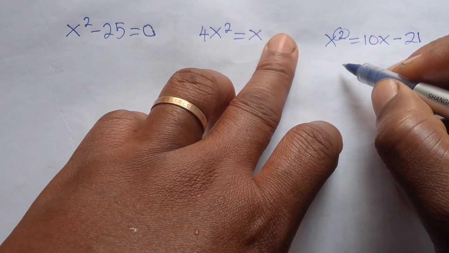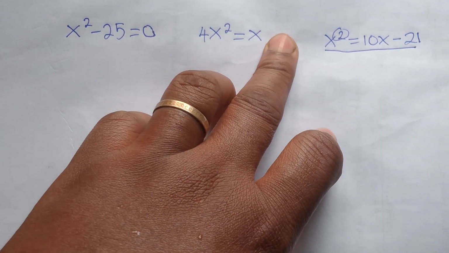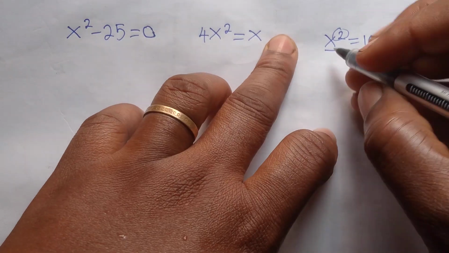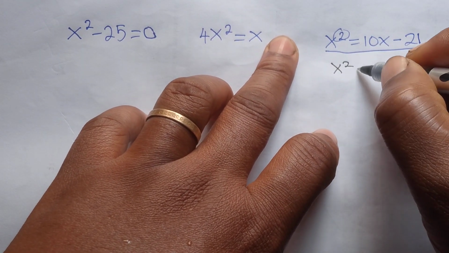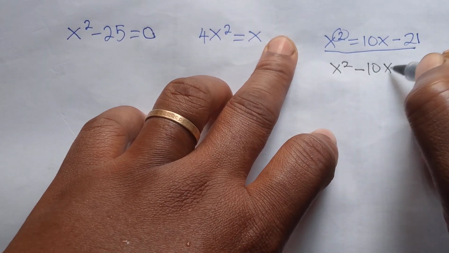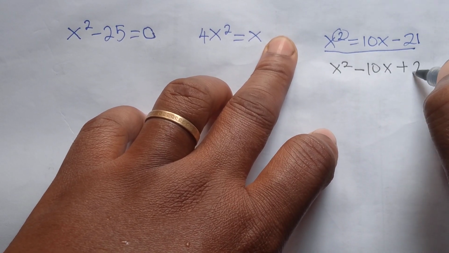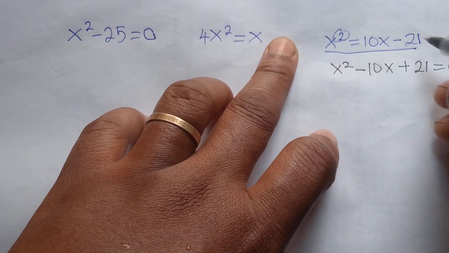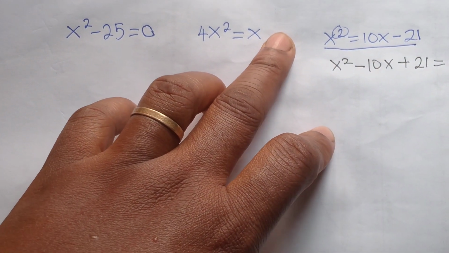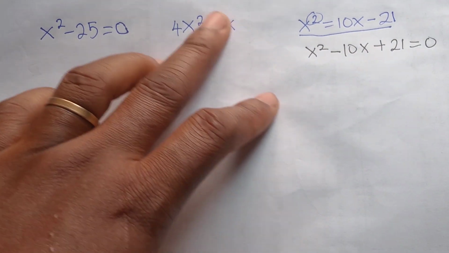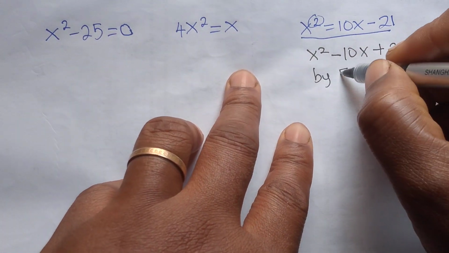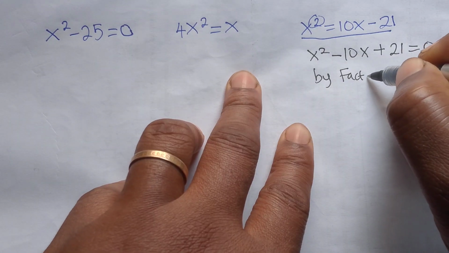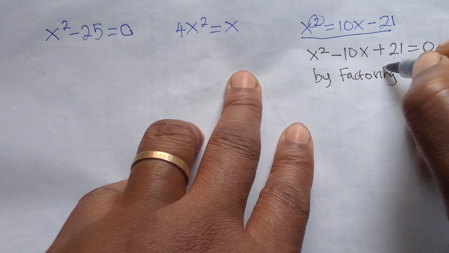Now start from here. When you're given this, all you need to do is rearrange it. We have x squared, this will come across to become minus 10x, and this will come across to become plus 21, and it's equal to 0 because nothing is left here. All right, the next thing we do is we solve by factoring, or using the factorization method. Anyone you call it is okay.